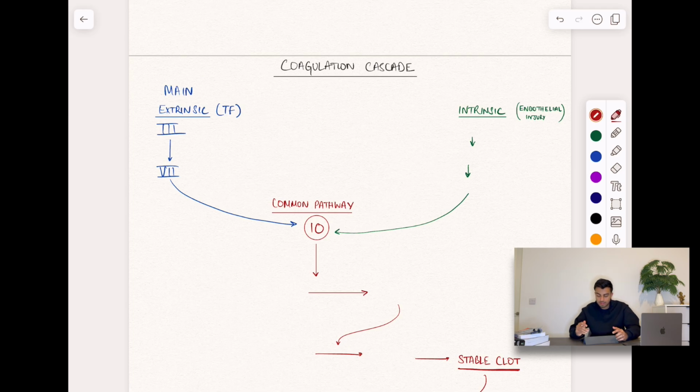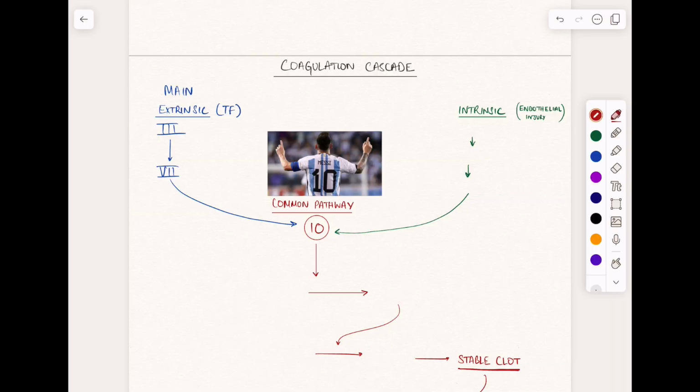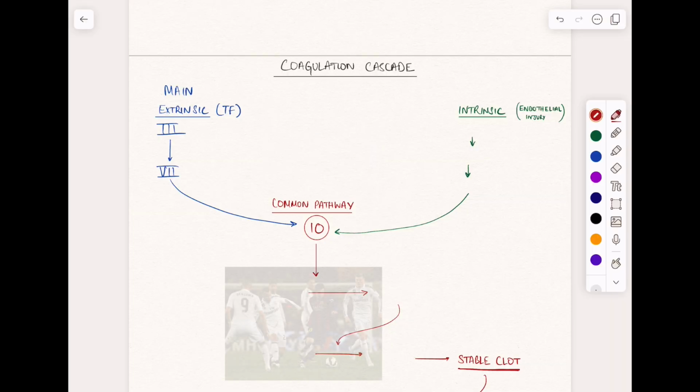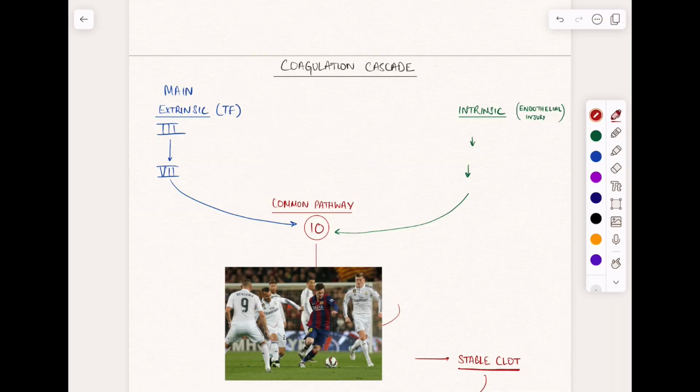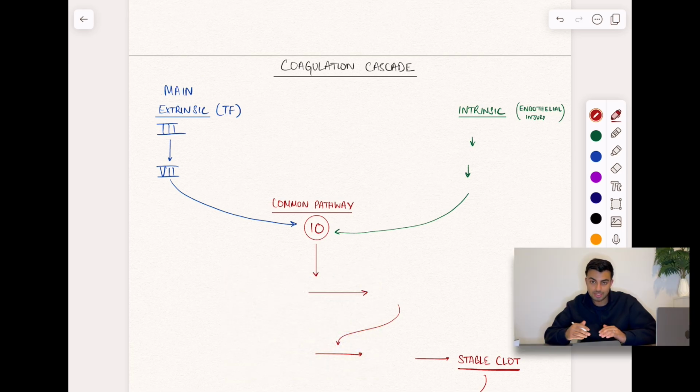Now, factor 10 is the most important factor in the whole of the coagulation cascade. It's also the number for Lionel Messi, and I remember it as though all the play to score a goal goes through Lionel Messi, and factor 10 is what's needed to be activated in order for the clot to form.